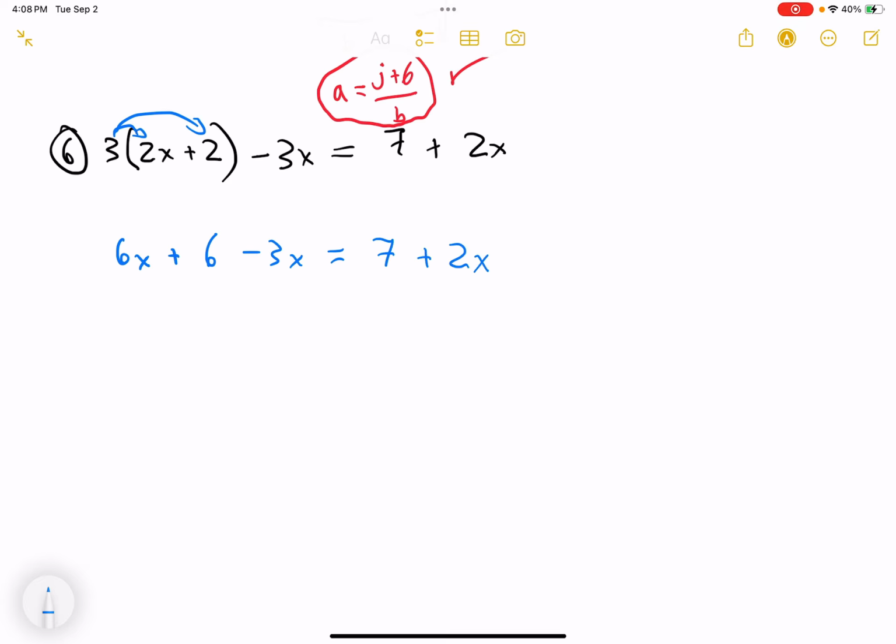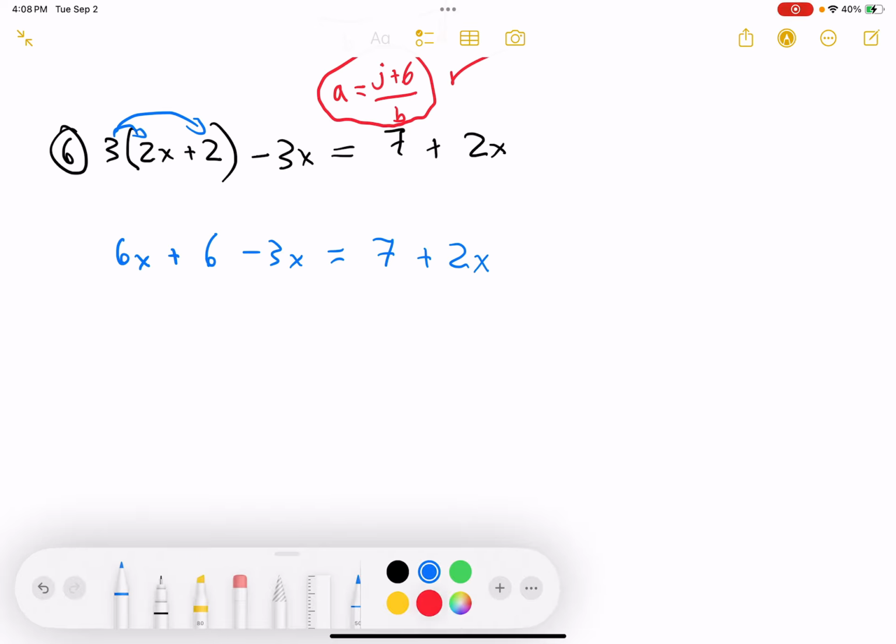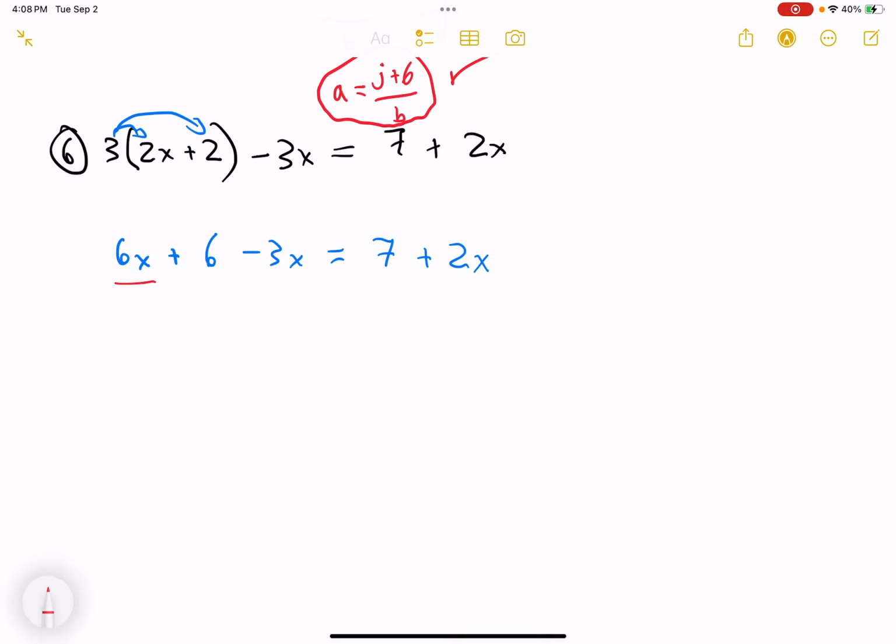Now, let's get all our things that are not x on one side and all our things that are x on the other side. I'm going to start by getting my x's over. This side I have 2 things with x. This side I only have 1. So I'm going to do minus 2x from both sides. Now I have 6x, still plus 6, minus 3x, but minus 2x as well, equals 7.